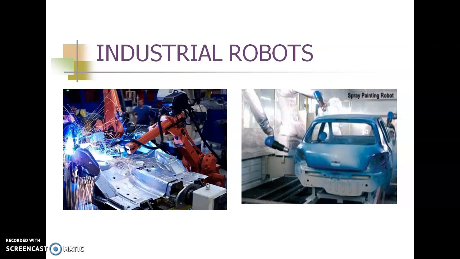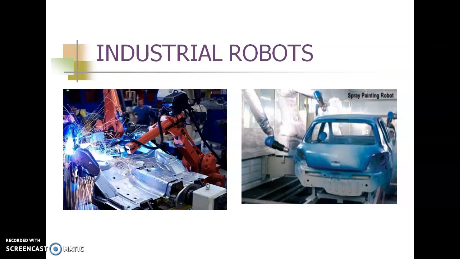So why do we need robots in industries? In industries, some operations are repeated again and again and again. That may cause fatigue to the human operator and the accuracy of the work may reduce. So in those cases, we can use industrial robots there. And whenever you need more productivity, if three shifts have to be worked, that is not possible for a human worker. So in those cases, we can use an industrial robot.